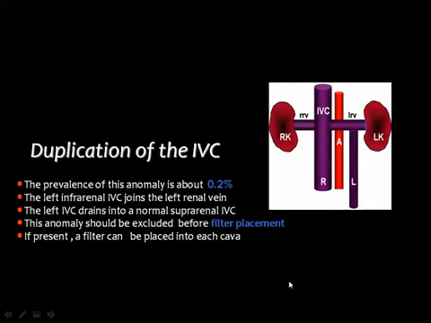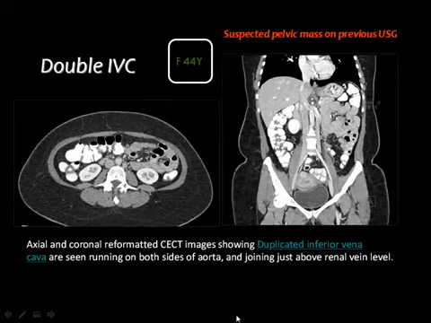This is a duplication of the IVC, where you have another IVC on the left side of the main IVC, and this left IVC will drain in all cases into the left renal vein and will go directly after. One of the important remarks here, whenever you are going to place a filter, is that there should be no thrombosis of the IVC. And this is easy to see by CT.